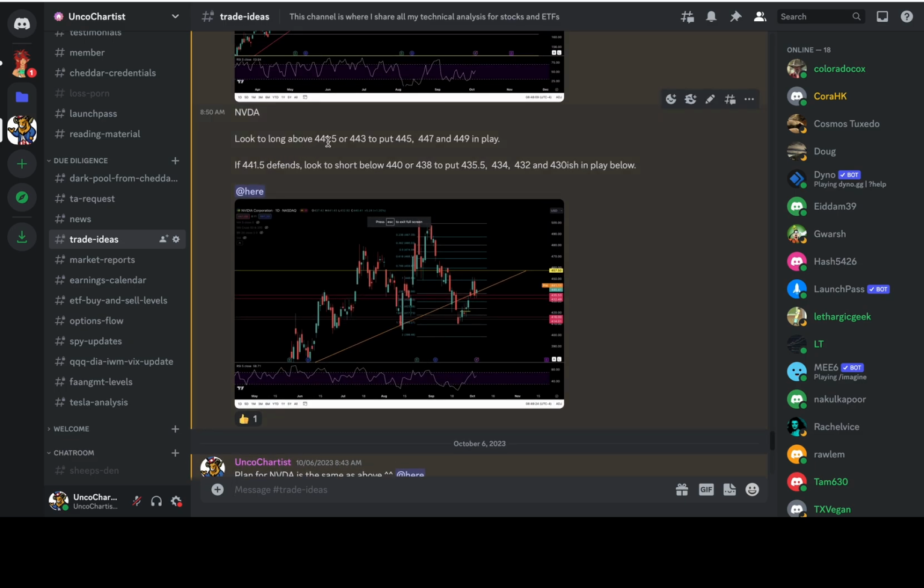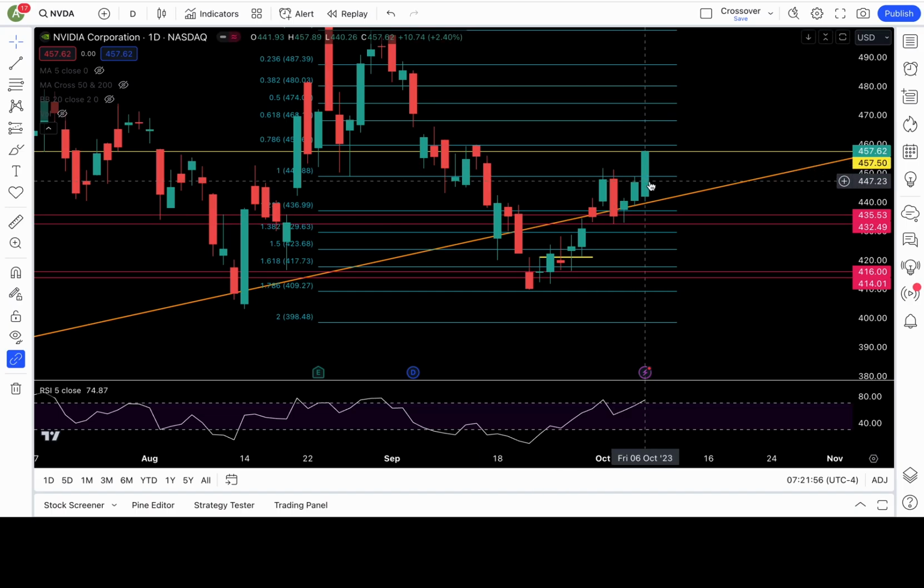Look to long above 441.5 or 443. Look at this. NVDA opened at 441.9. Breaking out, all we had to do was wait for the breakout of the next resistance level, which was at 443 and 445. It went as high as 457.89. I give the easiest trade setups, especially for NVDA. Just trying to simplify. That's something I could take pride in. And it feels great. The money is nice too.